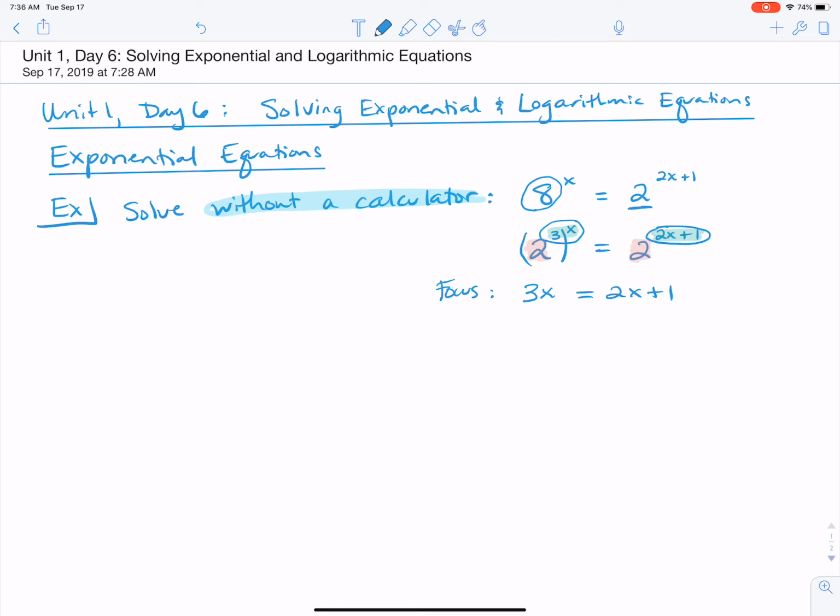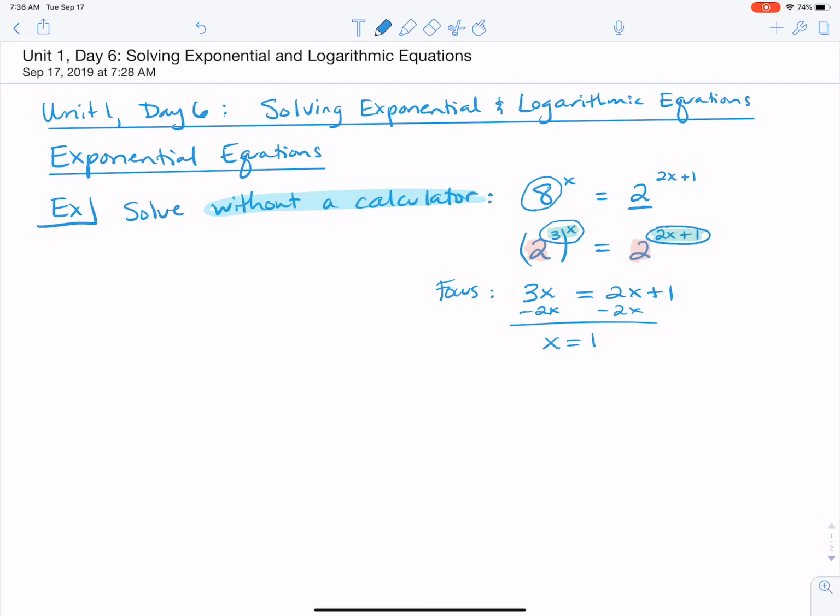Because people ask me all the time, what happened to the 2's? We didn't do anything to the 2's. We're just kind of ignoring them. We're focusing on making the exponents match because the bases already match. So now we are going to subtract 2x. We get x equals 1.